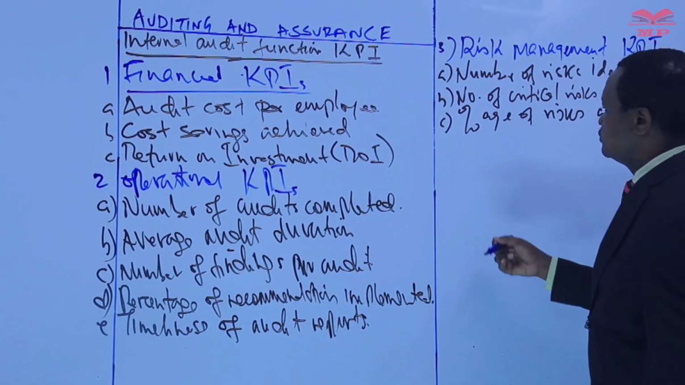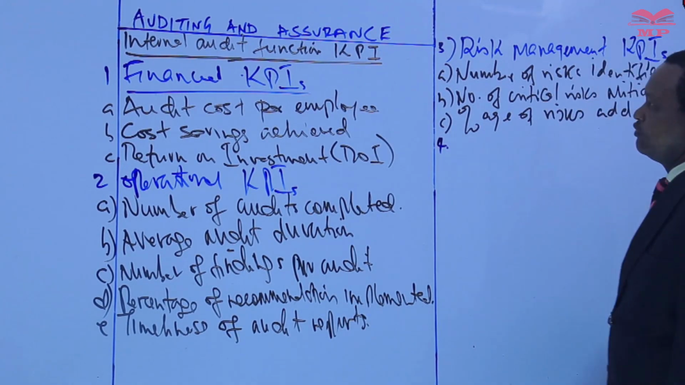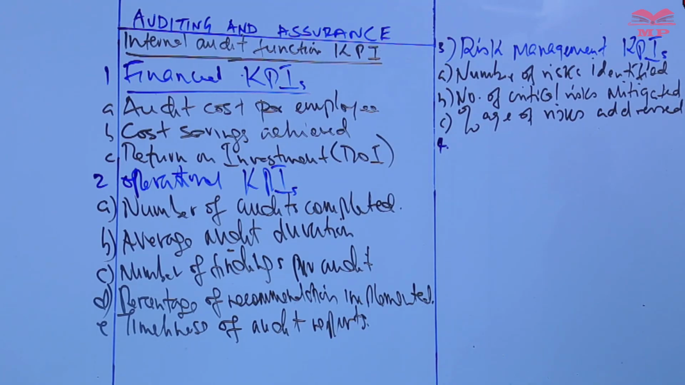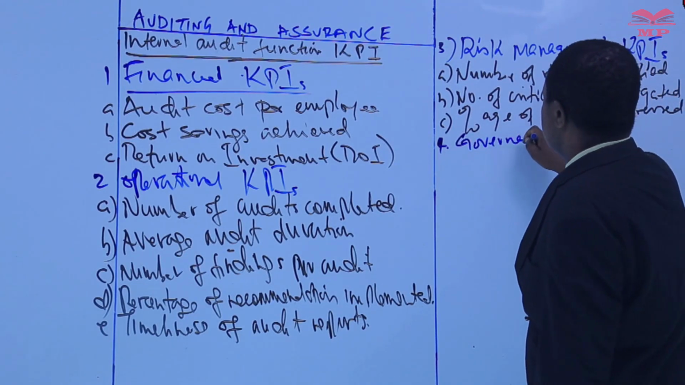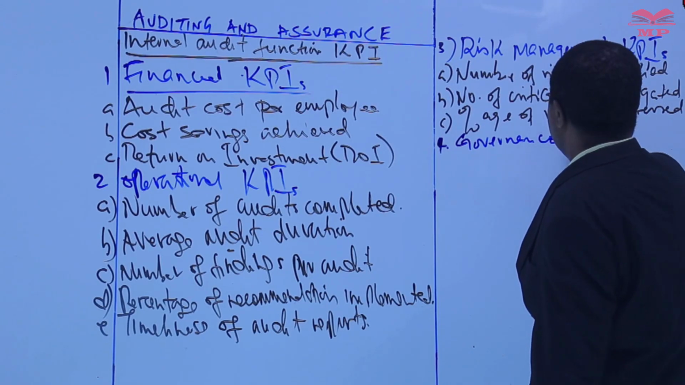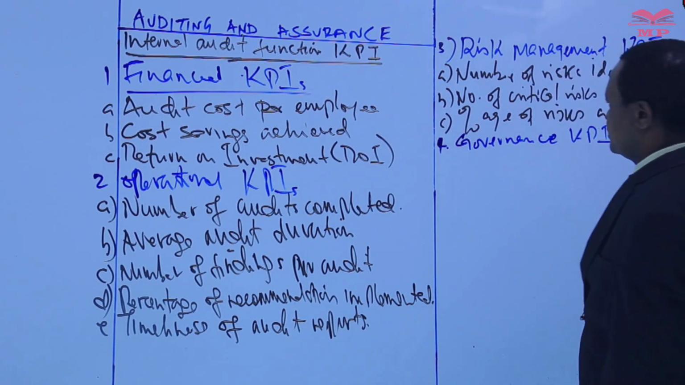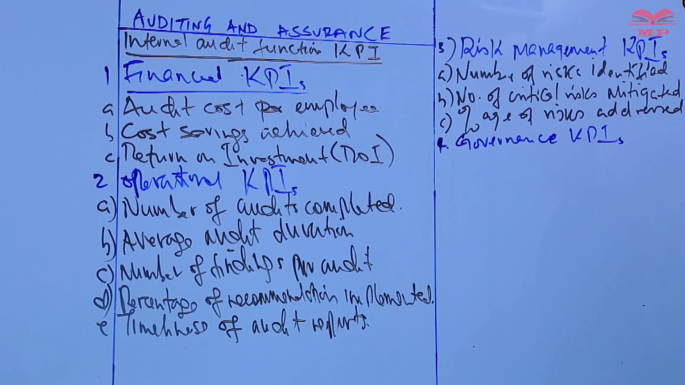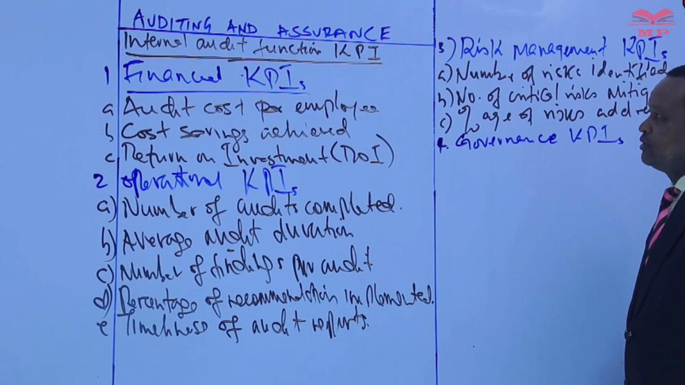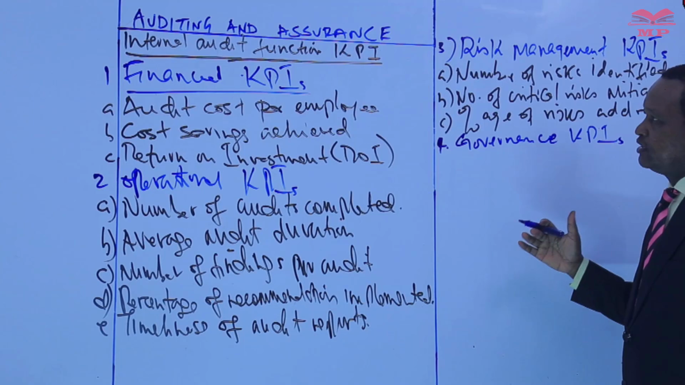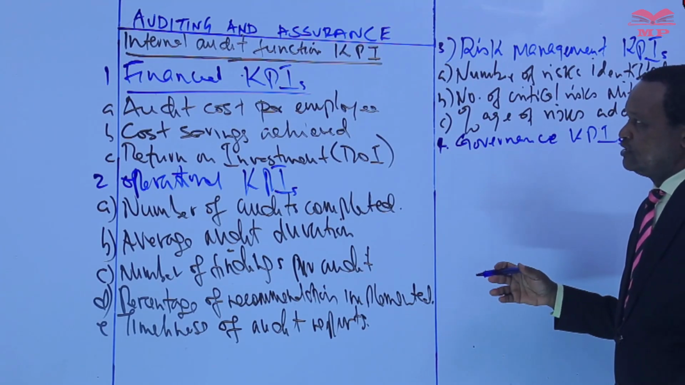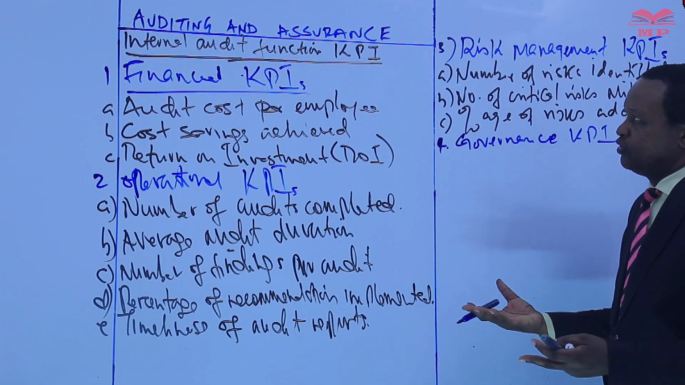Let's move on to the fourth category of the key performance indicators. And the fourth category is all about governance key performance indicators. Now, if you are a good student, you realize what is happening here. We are just looking at categorizing these key performance indicators based on the scope of the internal audit function.